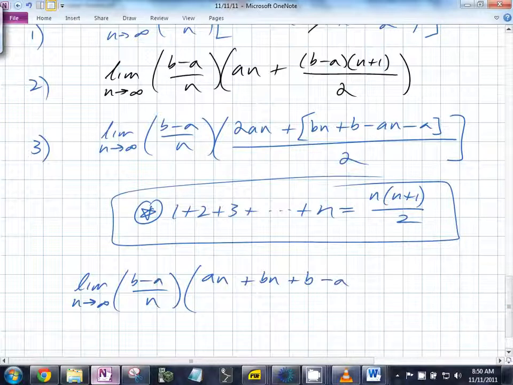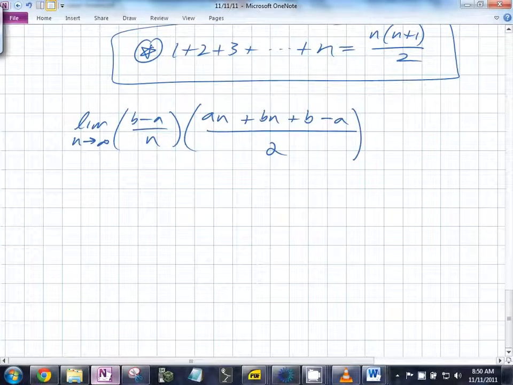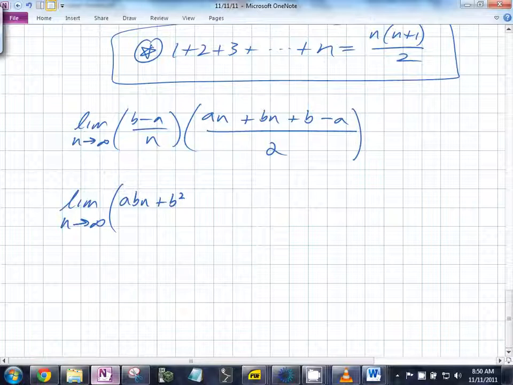Multiply it out. We just need to be pretty careful, right? So it's the limit as n goes to infinity of, multiply everything by b first. Is that okay? So abn plus b squared n plus b squared minus what? ab minus a squared n minus abn minus ab plus a squared all over what? 2n. You better have that, right?